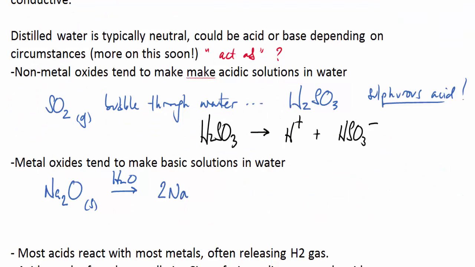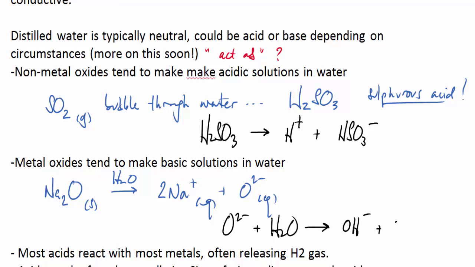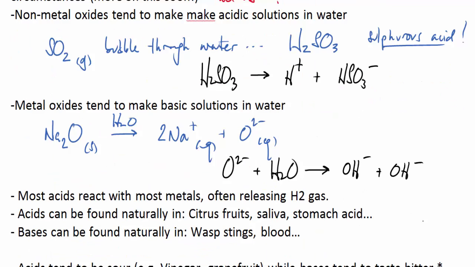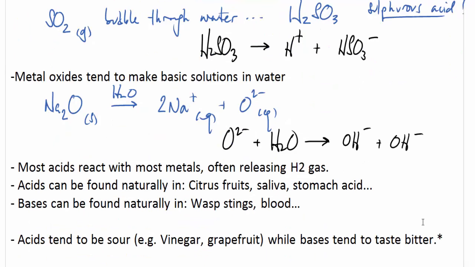Metal oxides, on the other hand, tend to make basic solutions. Here's sodium oxide dissociating in water, making sodium and oxide ions, giving you the O2 minus ion. Now that one, of course, reacts with water and gets you a couple of OH minus ions by stealing water's hydrogen ion. Okay, most acids react with most metals, often releasing hydrogen gas.